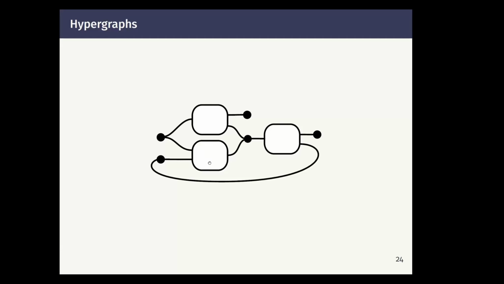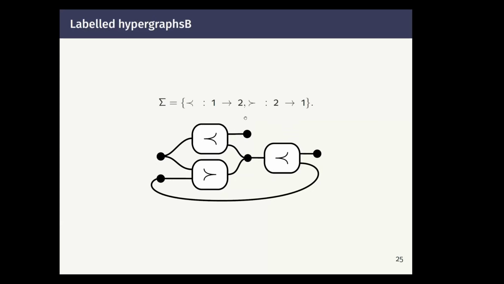This is just a generalization of normal graphs, and you can already see how we might want to use this to represent the string diagrams that we had earlier. One last thing we need to add is labels, giving us labeled hypergraphs. We have this signature again, like before, and we just put the labels on our edges, provided that the number of sources and the number of targets is the same as the inputs and outputs of our original morphism.